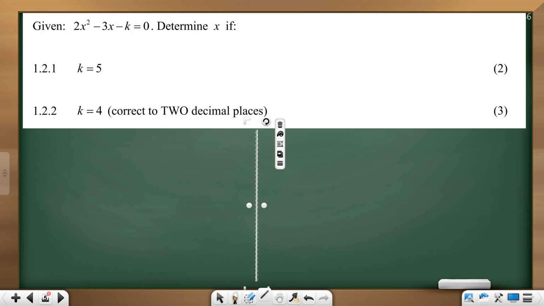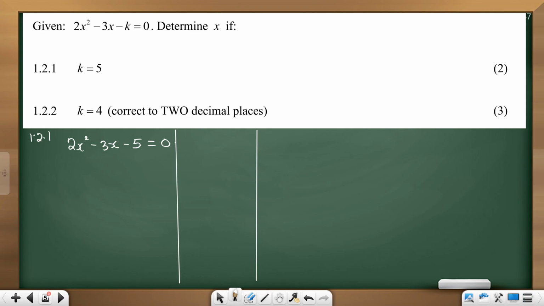Look at this one. 1.2.1. What are we solving? I think this one is straightforward. 2x squared minus 3x minus 5. Guys, do you know how to factorize? Please, that is very, very important. The examiner wants you to know how to factorize. If you don't know how to factorize, please listen to me carefully. 30 seconds, you should be done.